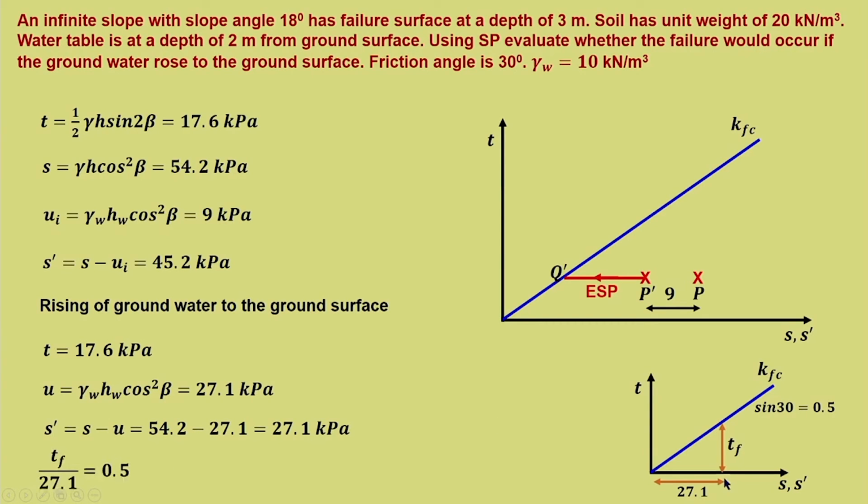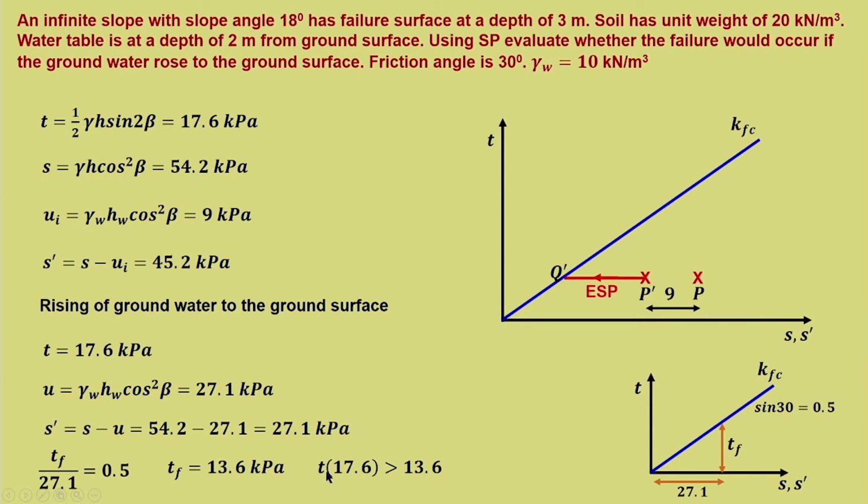So TF divided by 27.1 equal to 0.5. So TF is equal to 13.6 kilopascal. Now what is the strength available at S dash of 27.1? The strength available is 13.6 kilopascal. But what is the stress T at 27.1? The stress T is 17.6 kilopascal.